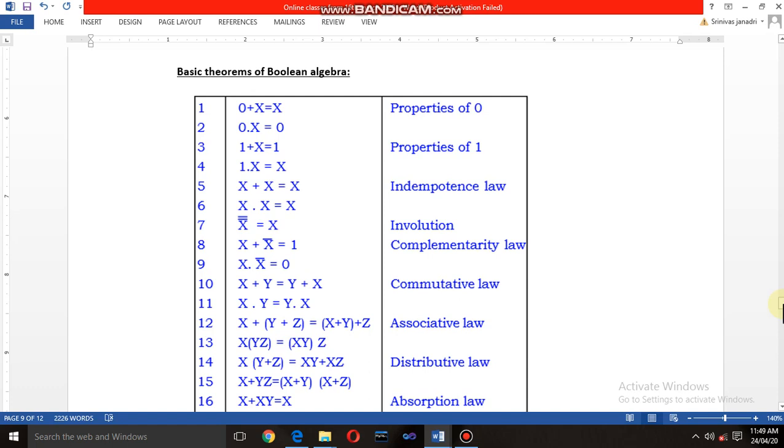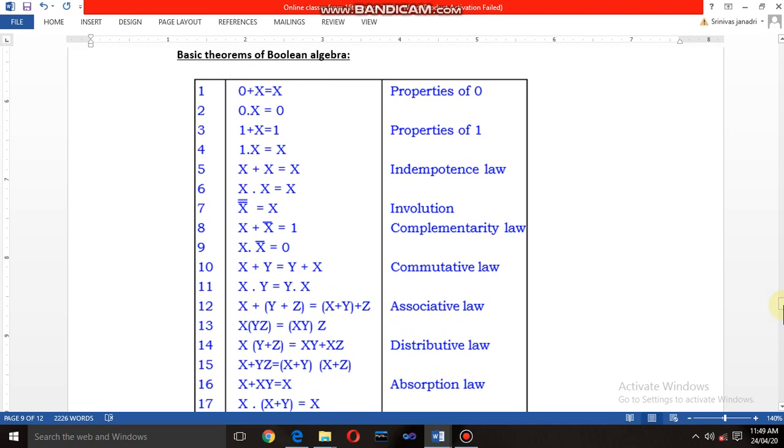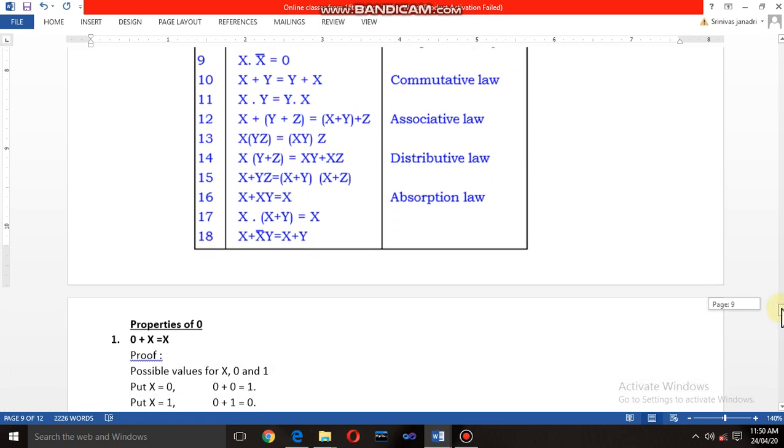That's why these are all important, and with the proofs we have mentioned the basic theorems of Boolean algebra. Main types are properties of 0, properties of 1, idempotence, involution, complementarity, commutative, associative, distributive and absorption law. These are the main laws, and under the individual laws we can get one or more postulates. Let us see one by one.